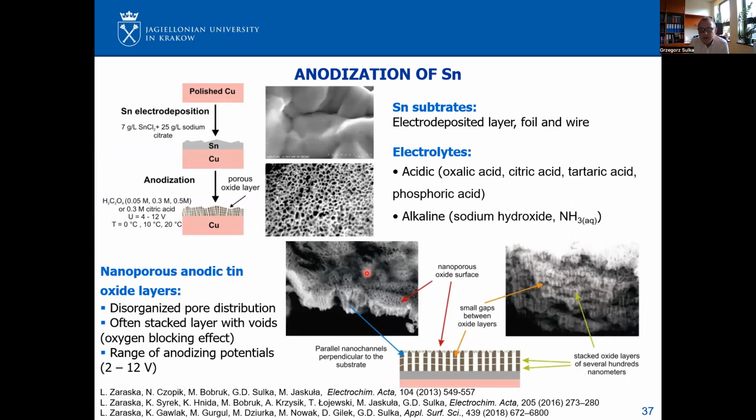The next oxide which can be produced by anodization is tin oxide. In that case, we can use acidic electrolyte and alkaline electrolyte, but using acidic electrolyte, we have to be careful. On the top, we observe, of course, porous structure, but at the cross section, we observe just stacked oxide layers, a lot of layers stacked one on another because of oxygen blocking effect occurring during anodization. Oxygen is generated and causes continuous detachment of the oxide layer during the anodic process.